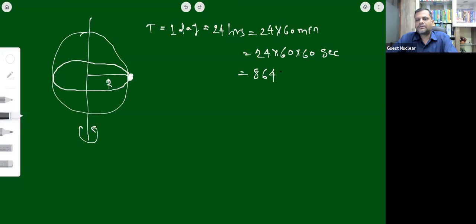Remember this number correctly. You will need this number many times in physics, not only in circular motion, but even in upcoming chapters also. So remember that the time period of rotation of Earth is going to be 86,400 seconds. Remember, and this number is also very interesting to see.